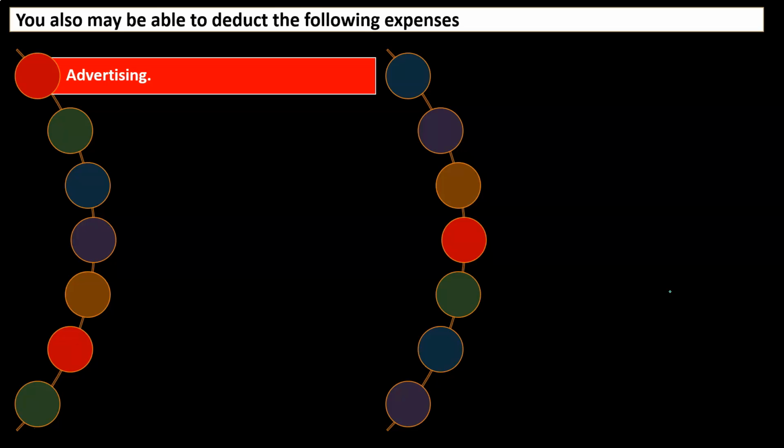So you also may be able to deduct the following expenses. Here are just some normal categorizations. Many of them should be fairly self-explanatory, but you want to make sure that these are things that should be considered if you're putting together or building the income statement on which you'll be creating the tax return.